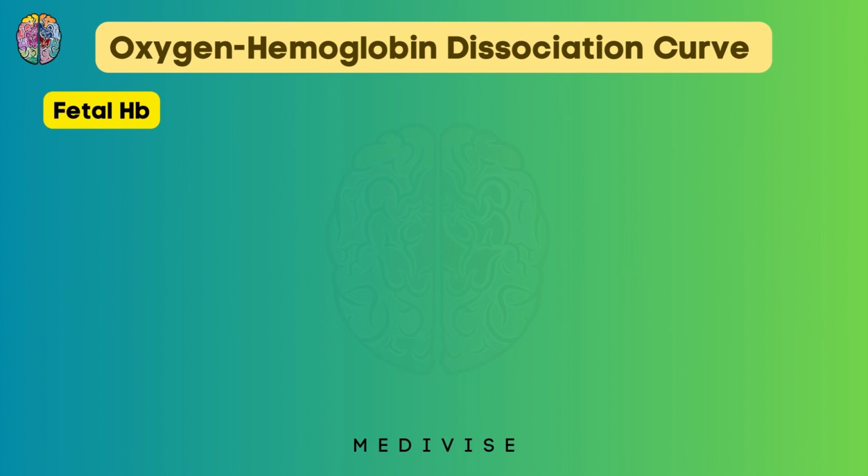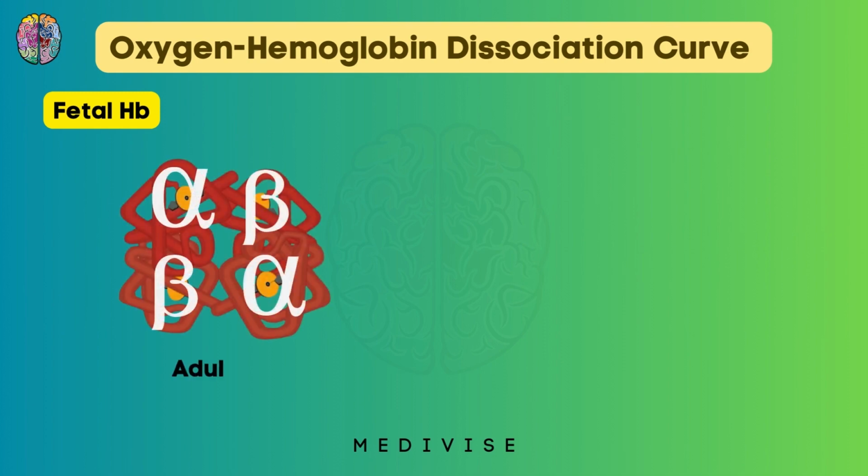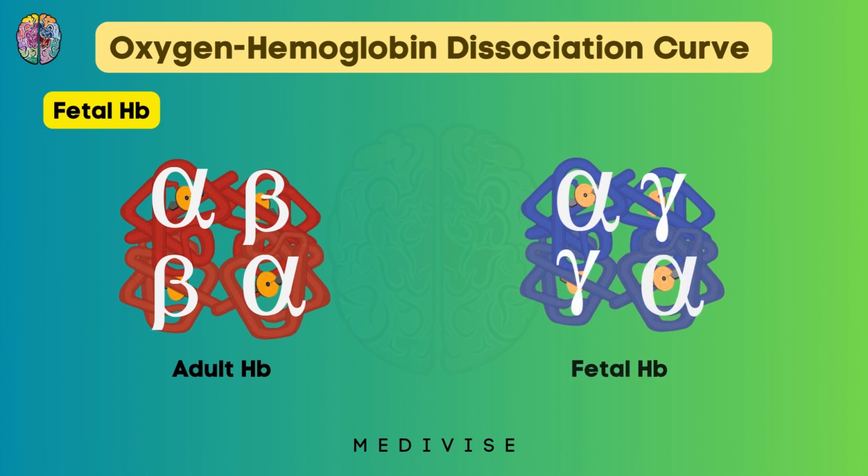Now very important, how does the OHDC look in a fetal hemoglobin? First of all, we need to know the difference between adult hemoglobin and fetal hemoglobin. In this adult hemoglobin, as we just saw, you can see two alpha chains and two beta chains. And here we have the fetal hemoglobin, where instead of beta chains, we have gamma chains.